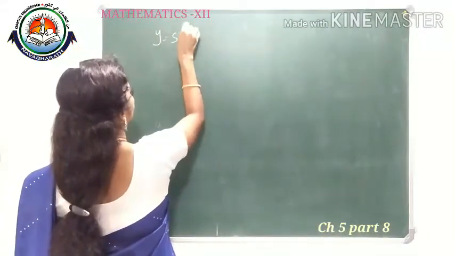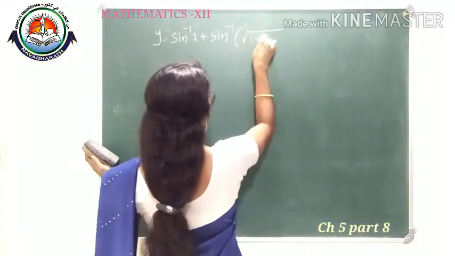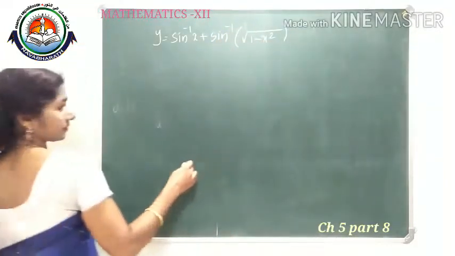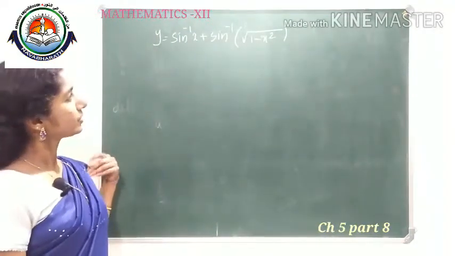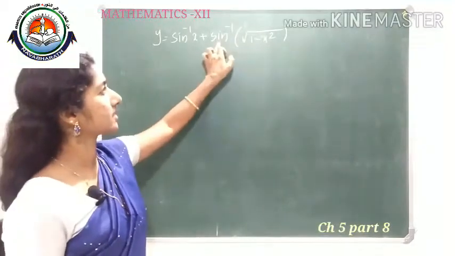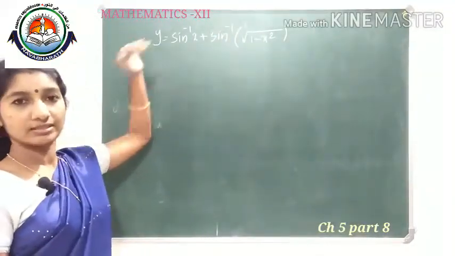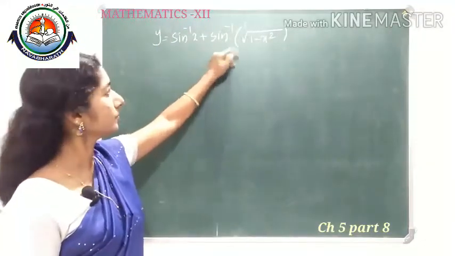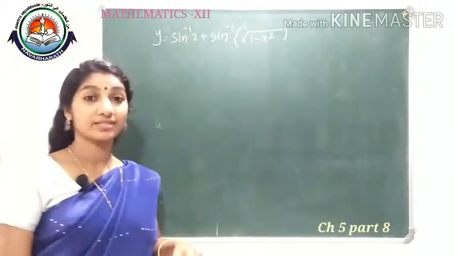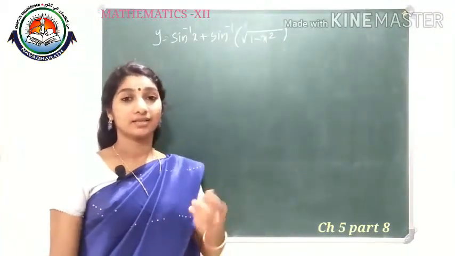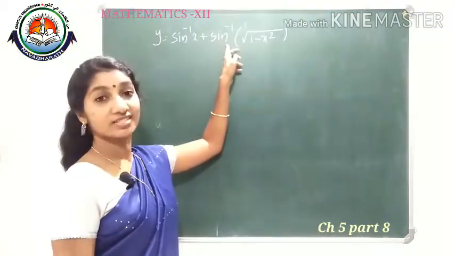Then, y equal to sin inverse of x plus sin inverse of root of 1 minus x square. Find the dy by dx. So here also we can simplify sin inverse of root of 1 minus x square. Since root of 1 minus x square is coming, what substitution is possible? Either cos theta or sin theta. We can give sin theta here because the outer function is sin inverse.